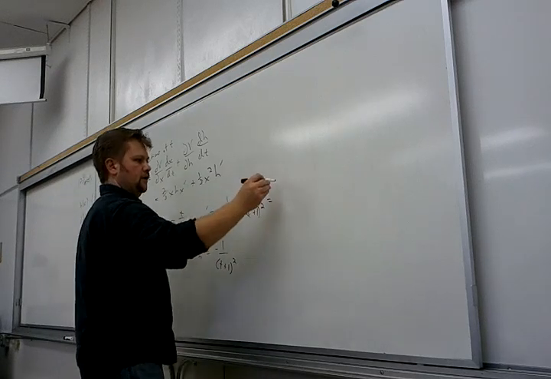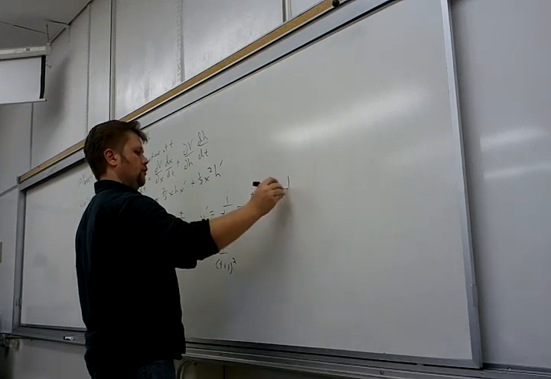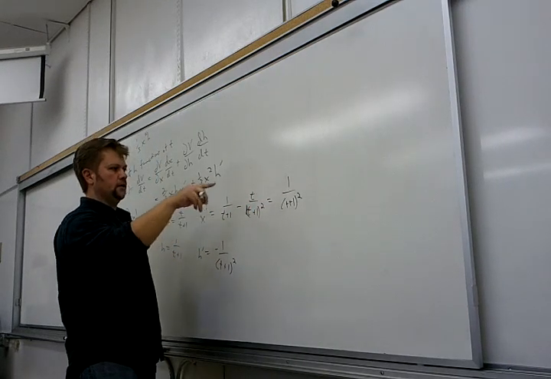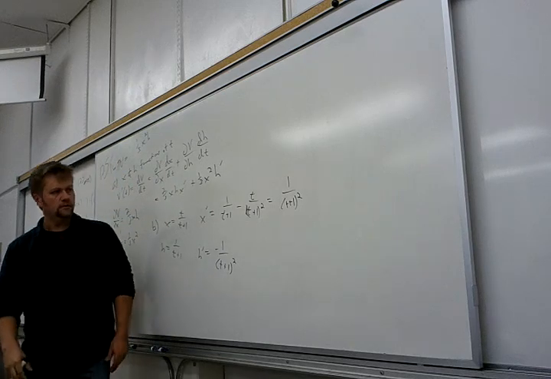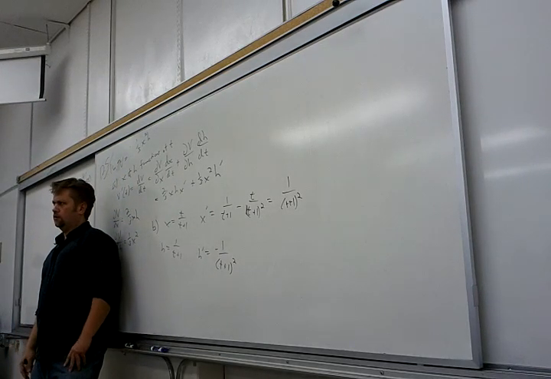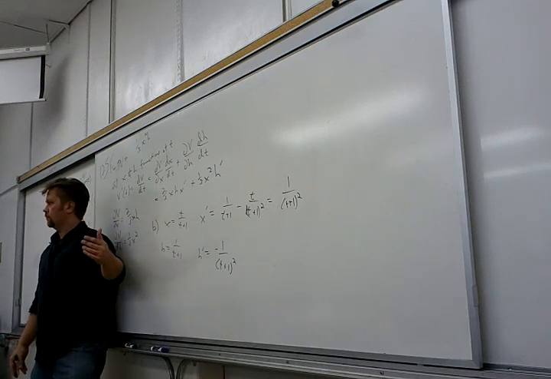And when you put these together, what do you get? 1 over t plus 1 squared again, I think. t plus 1 minus t. Okay, how's that look? And then I just plug it in.